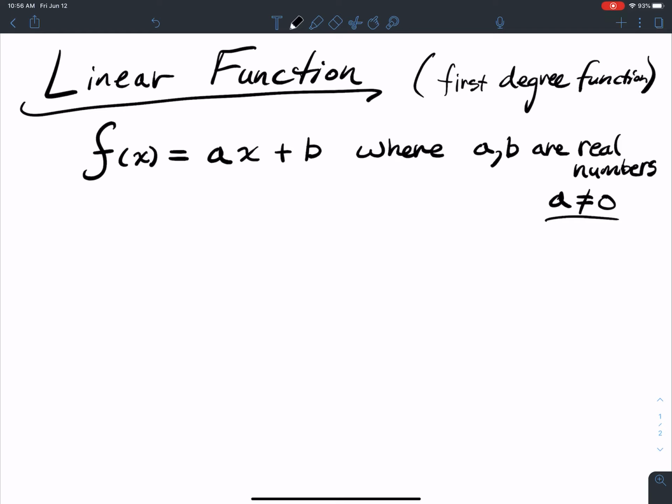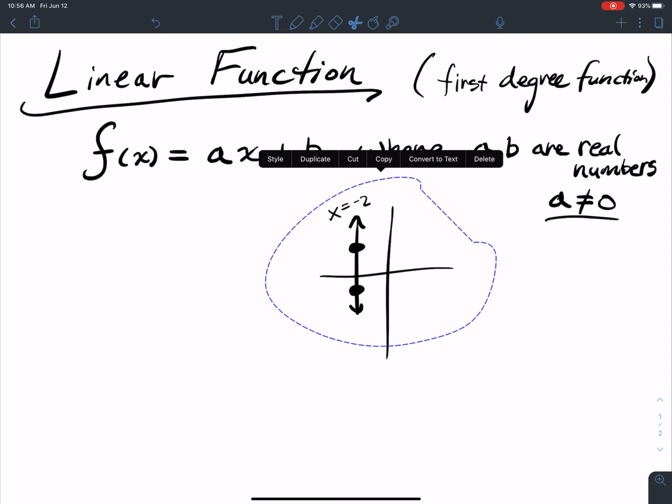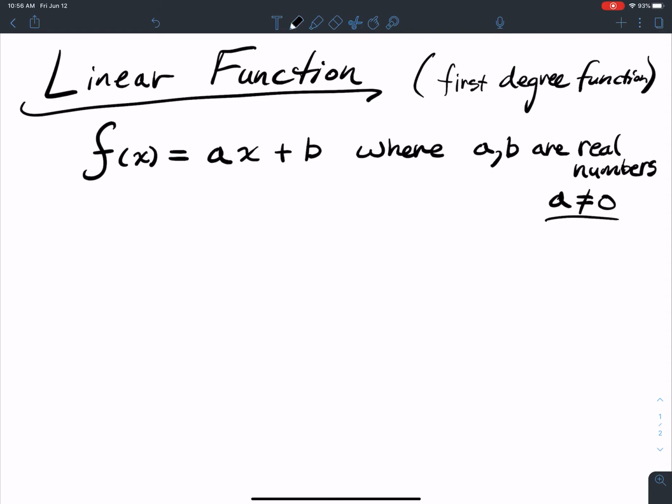Now, every type of line except for vertical lines are functions. A vertical line is not a function because it fails the vertical line test. You can draw two dots and they overlap each other. So like x equals -2 is not a function there.